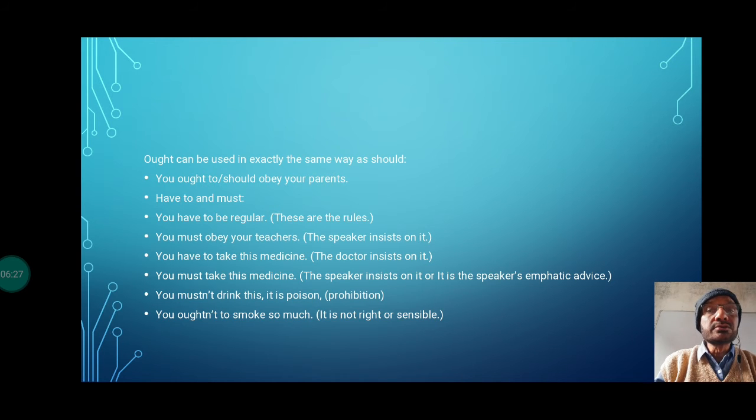You should obey your parents. Have to and must. You have to be regular. These are the rules. You must obey your teachers. The speaker insists on it. You have to take medicine. The doctor insists on it. You must take the medicine. The speaker insists on it, or it's the speaker's emphatic advice.